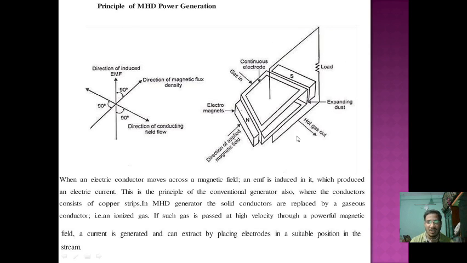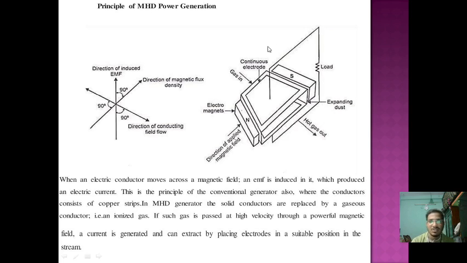Now we are seeing the sectional view of the magneto-hydrodynamic power generation. Here the gas comes from the outside and goes inside, and the process takes place inside of the plant, and it comes out from the power plant as a hot gas.